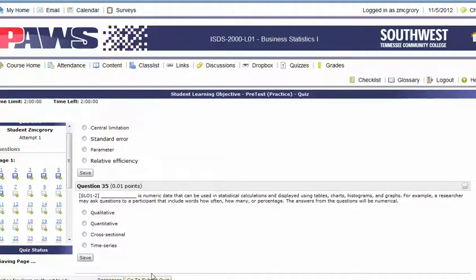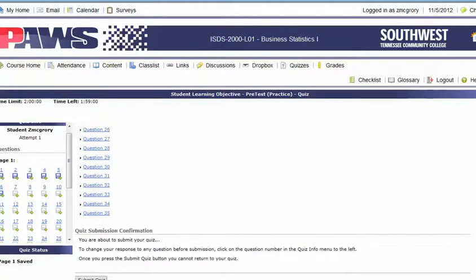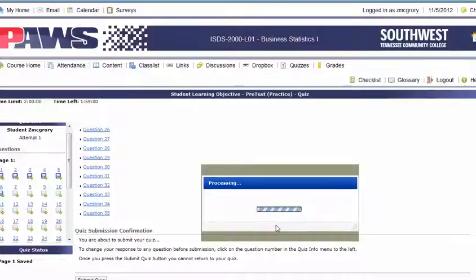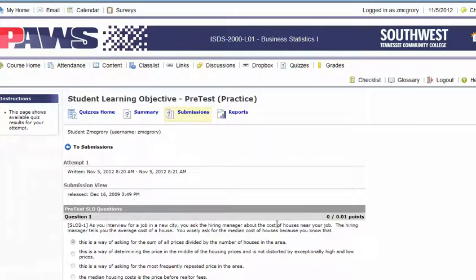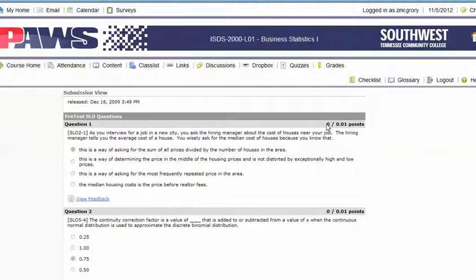I'm going to submit. It says I have not completed all the questions. I know that. I'm going to submit again. And what I'm going to show you afterwards is whether or not you got the question right or wrong. So you can see here I got 0 out of 0.01 points possible. Now again, you're not earning any points for this. This is a study tool. But what this does is it tells you that you got this question wrong. So I know that this is not the answer.